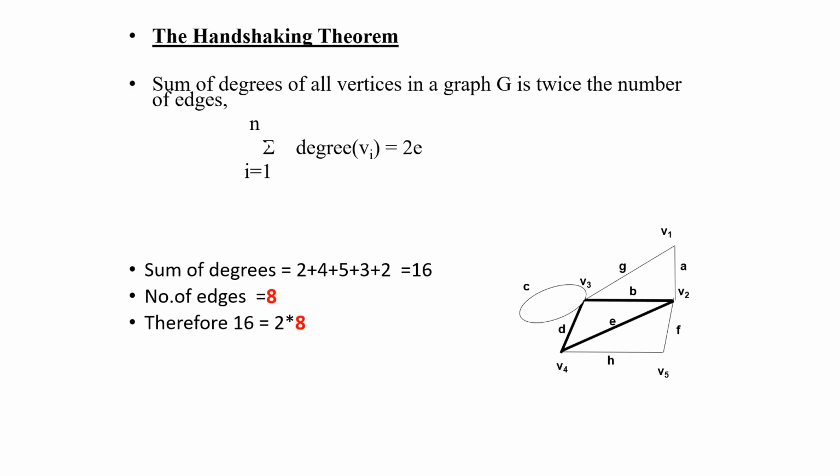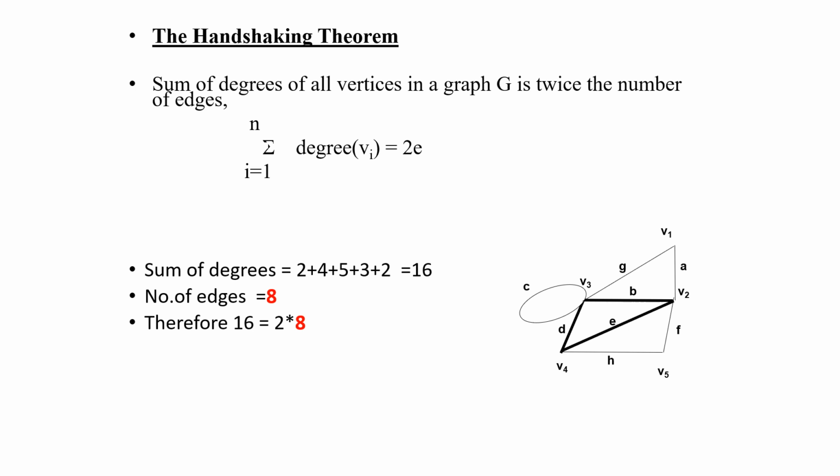First we can see the handshaking theorem, which is a famous theorem in graph theory. The handshaking theorem says that the sum of degrees of all the vertices in a graph G is twice the number of edges. That means if we add the degrees of all the vertices present in a graph, that will be equal to 2 into the number of edges present in that graph.